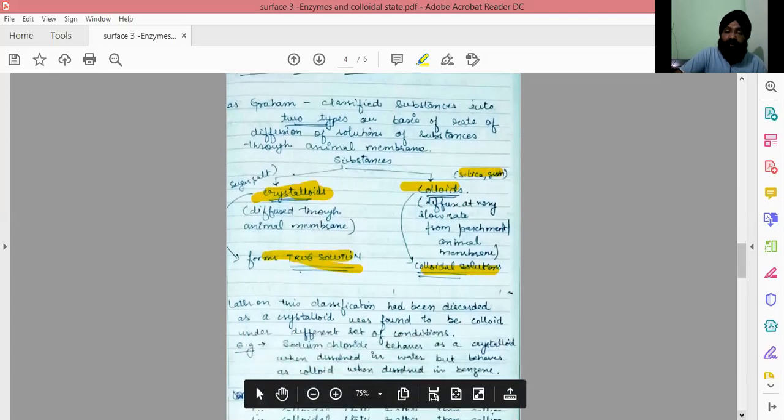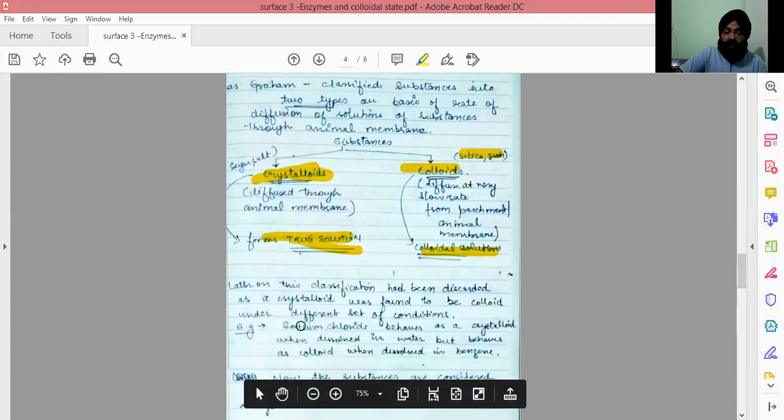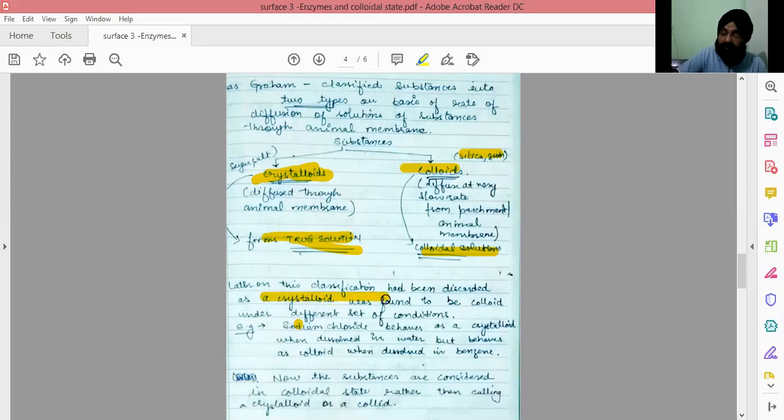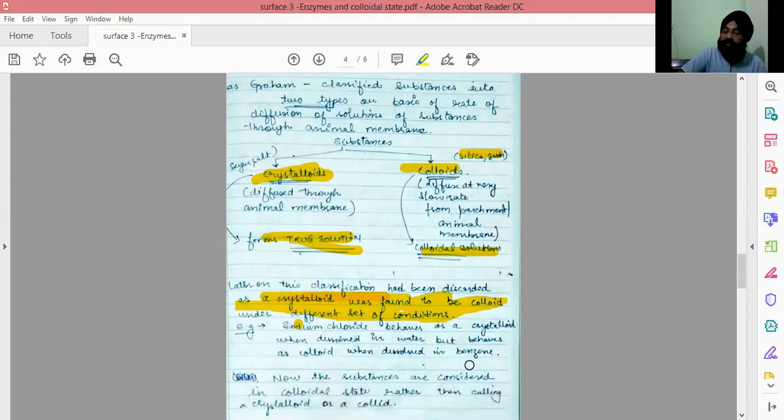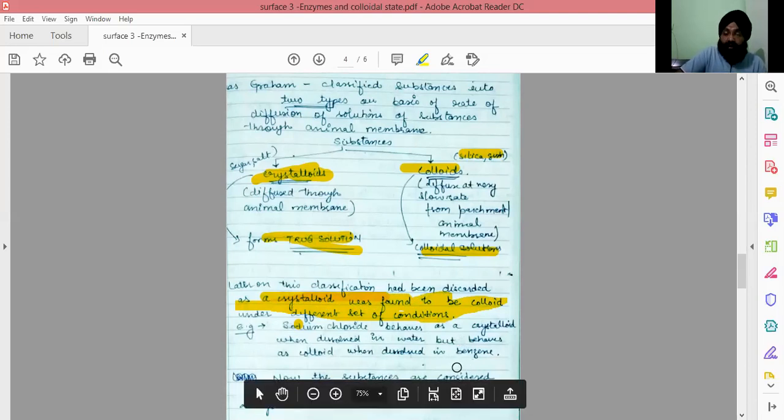colloids. Okay. The next point: it was discovered later on that a crystalloid in one set of conditions can be a colloid in another set of conditions, or vice versa. Colloids can be crystalloids, or crystalloids can be colloids, by changing the solvents, or by changing other conditions also, like pressure and temperature. Now here is the example.